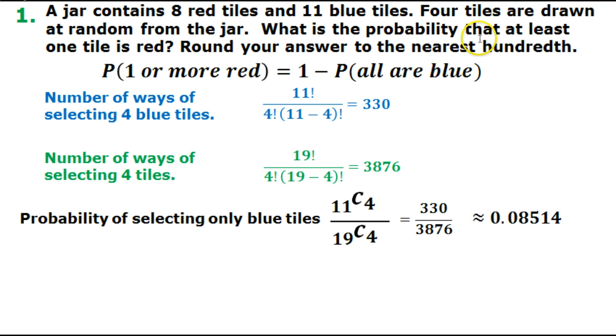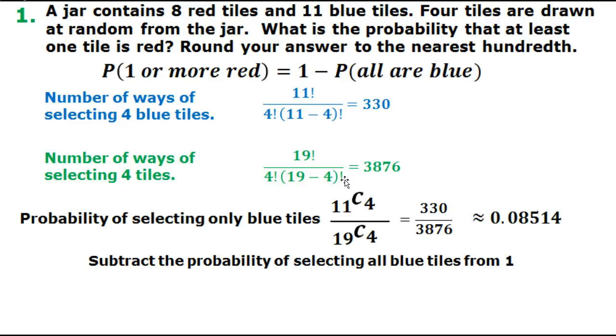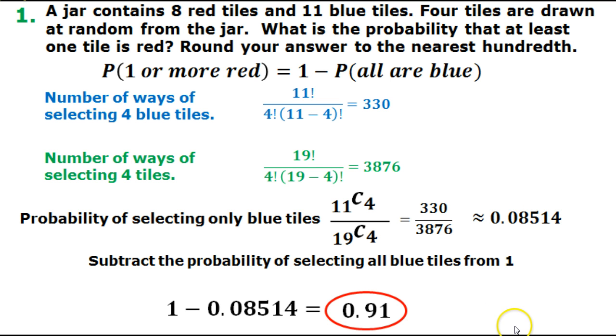But what we're looking for is the probability that at least 1 tile is red. So we're going to take the probability that all are blue and subtract it from 1. That will give us the exact probability that at least 1 of the tiles is red. So 1 minus this number up here, the probability that all of them are blue, will give me the probability that at least one of them is red. And you're going to need some practice on this, so we're going to give you practice on the next one. You want to take a second and go through that.